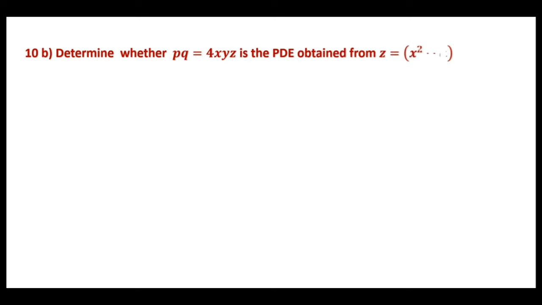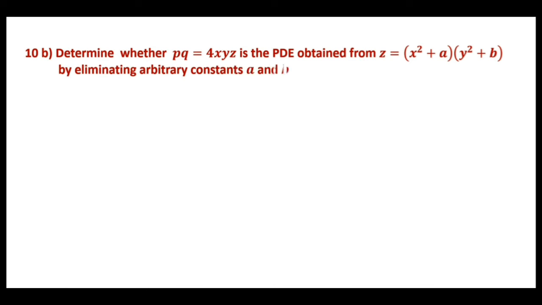Now you can see the 3 marks question. Determine the partial differential equation obtained from the relation, where a and b are two arbitrary constants. To eliminate two arbitrary constants from the given relation, remember that when the number of independent variables equals the number of arbitrary constants, one can obtain a first order partial differential equation. So already here we have made mention that pq is 4xyz as a partial differential equation.